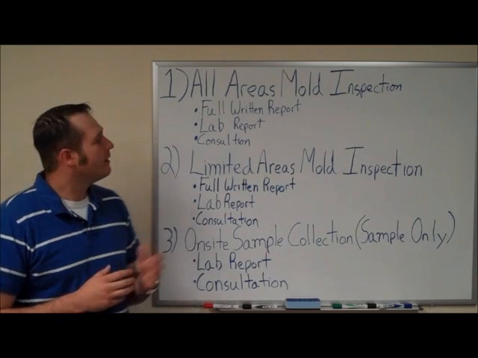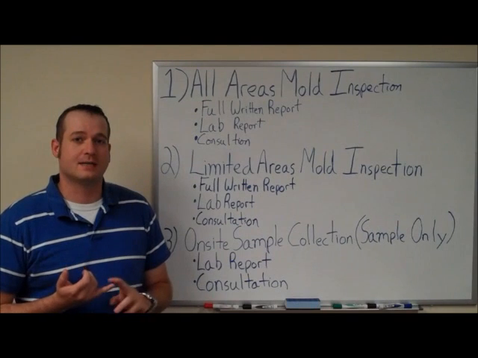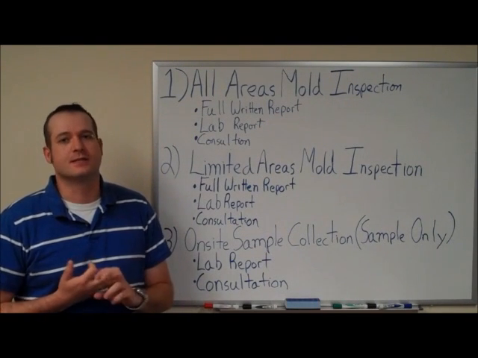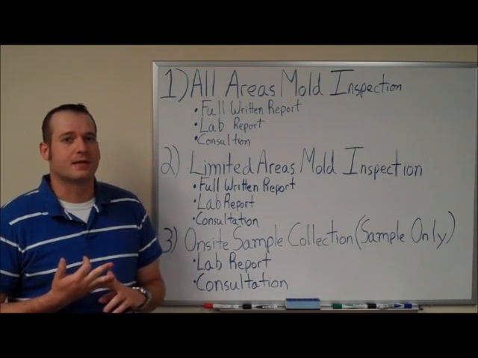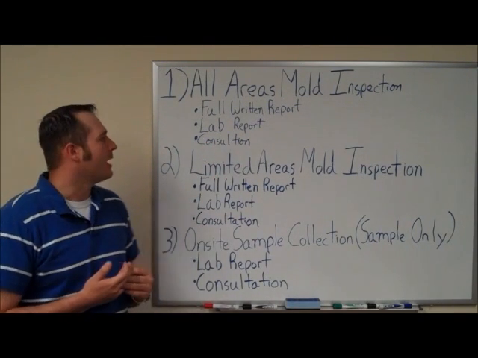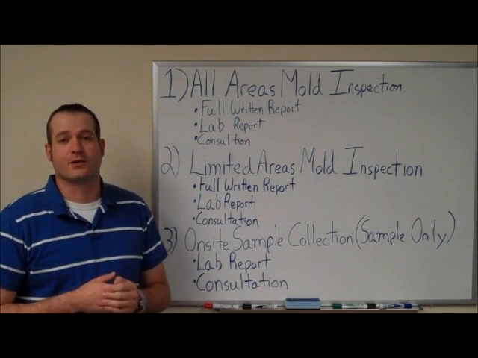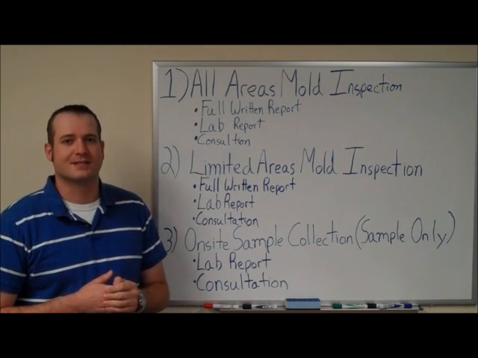Following the inspection, a full written report would be generated. It would include all of our findings, conclusions, and recommendations based on the inspection and sampling. If sampling was performed, it would also include a lab report and any consultation time with project managers within the company to go over your findings and recommendations.